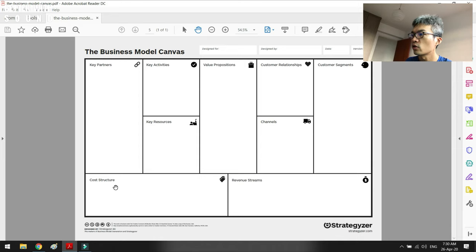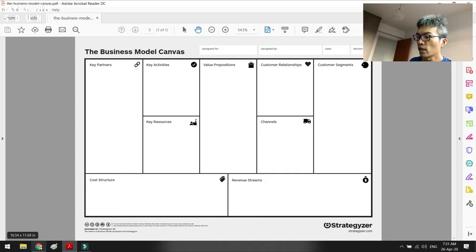This business model canvas, please use it frequently enough to identify, hey, what are the certain areas that you have information and what areas that you don't have information and you need to do research work. This is a very, very brief sharing on how I use this business model canvas to do it.